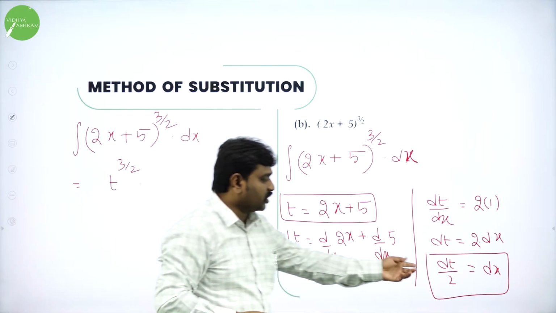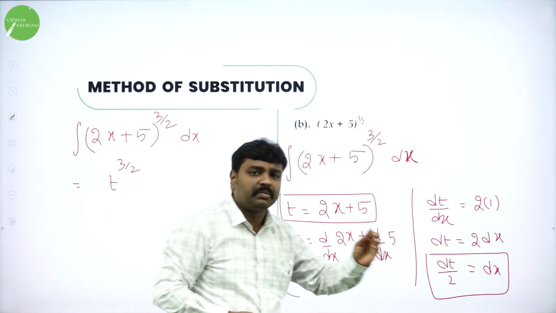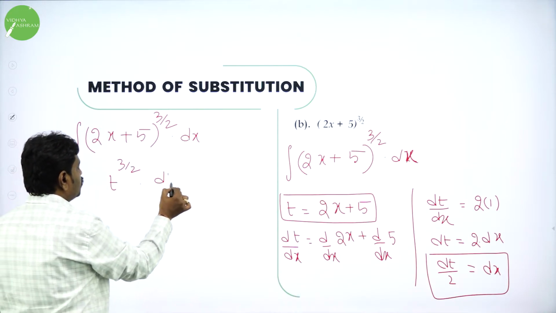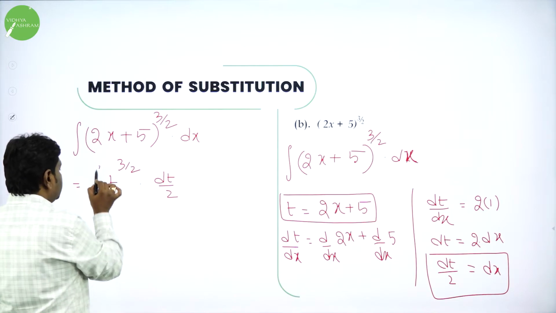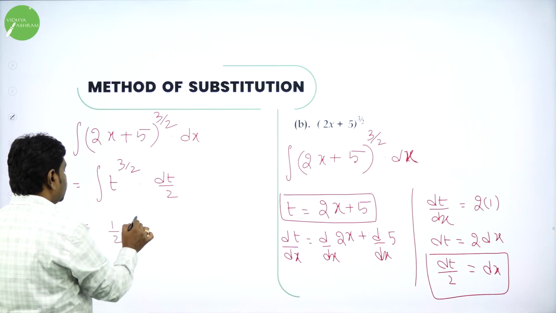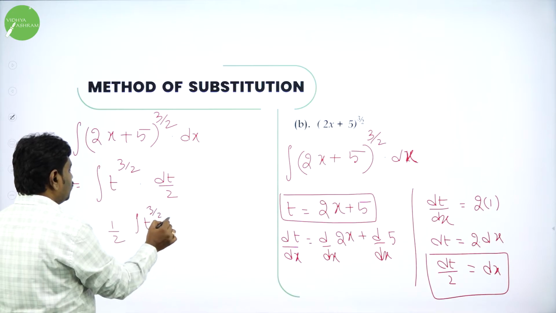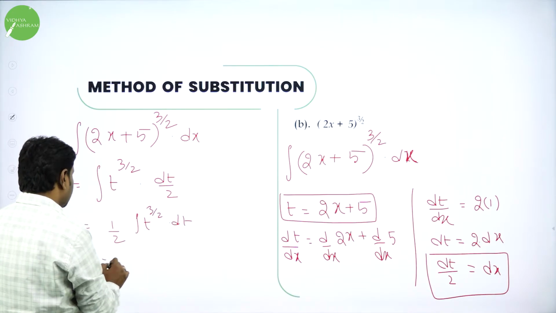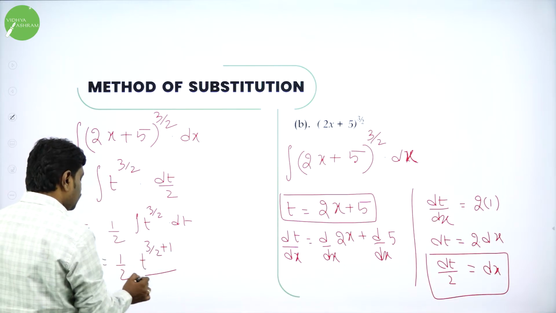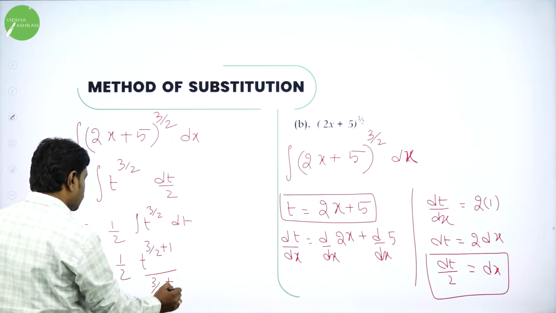In the place of dx, what did you get? dt by 2. So in the place of dx, substitute dt by 2 and write the integral symbol. All of you know 1 by 2 is a constant, take it out. Integration of t power 3/2 dt. What is the integration of t power 3/2? t power (3/2 + 1) divided by (3/2 + 1) plus c.